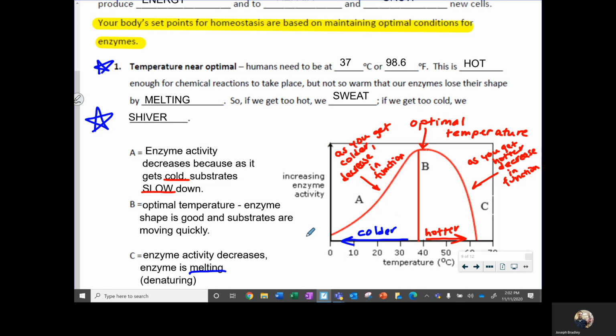Okay, so make sure you're taking a moment to write each of these different things. If you need to pause the video, you can. And also make sure you're adding the annotations to the graph that I have here.